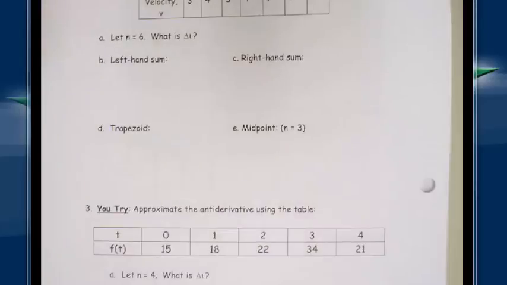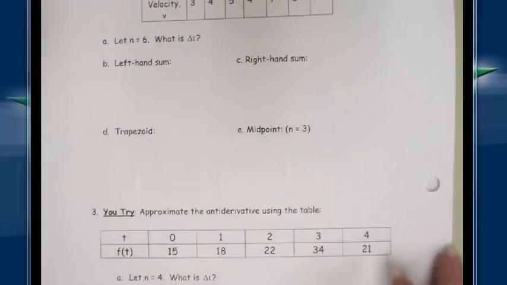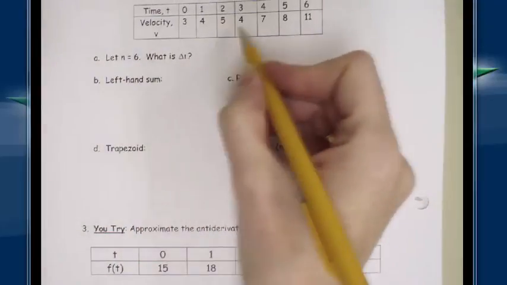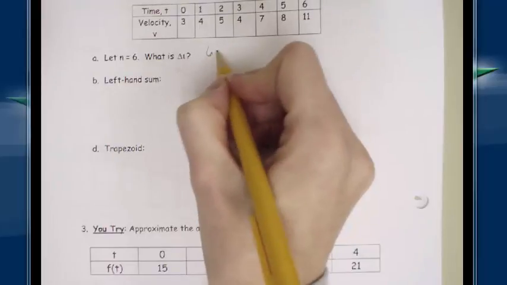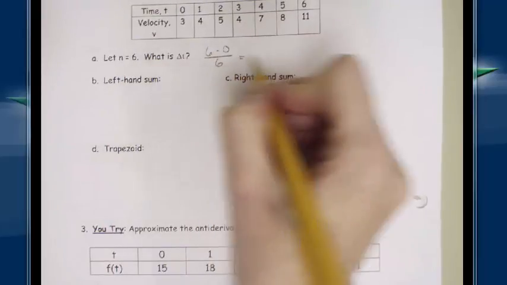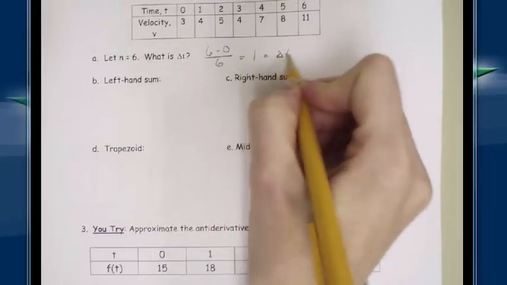All right, here we go. Nice little table set up for us. So let n equal 6. What is delta t? So they told me from 0 to 6, so 6 minus 0, b minus a, is 1 again.